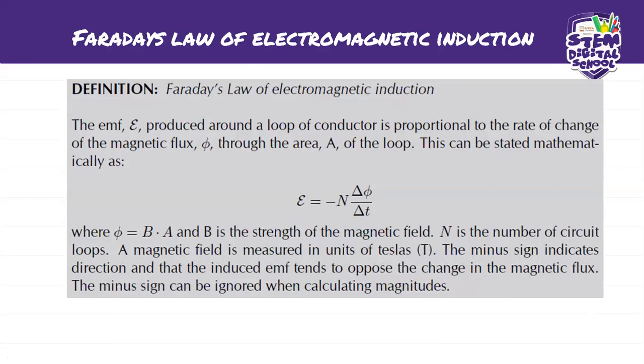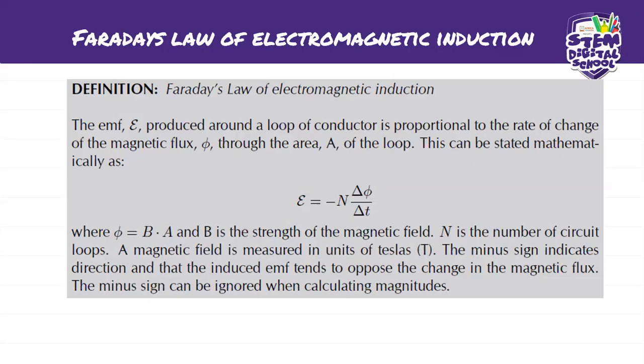It says here the EMF, the electromotive force produced around a loop of conductor, is proportional to the rate of change of the magnetic flux. So the EMF is proportional to the rate of change of the magnetic flux through the area A of the loop, and this can be stated mathematically.